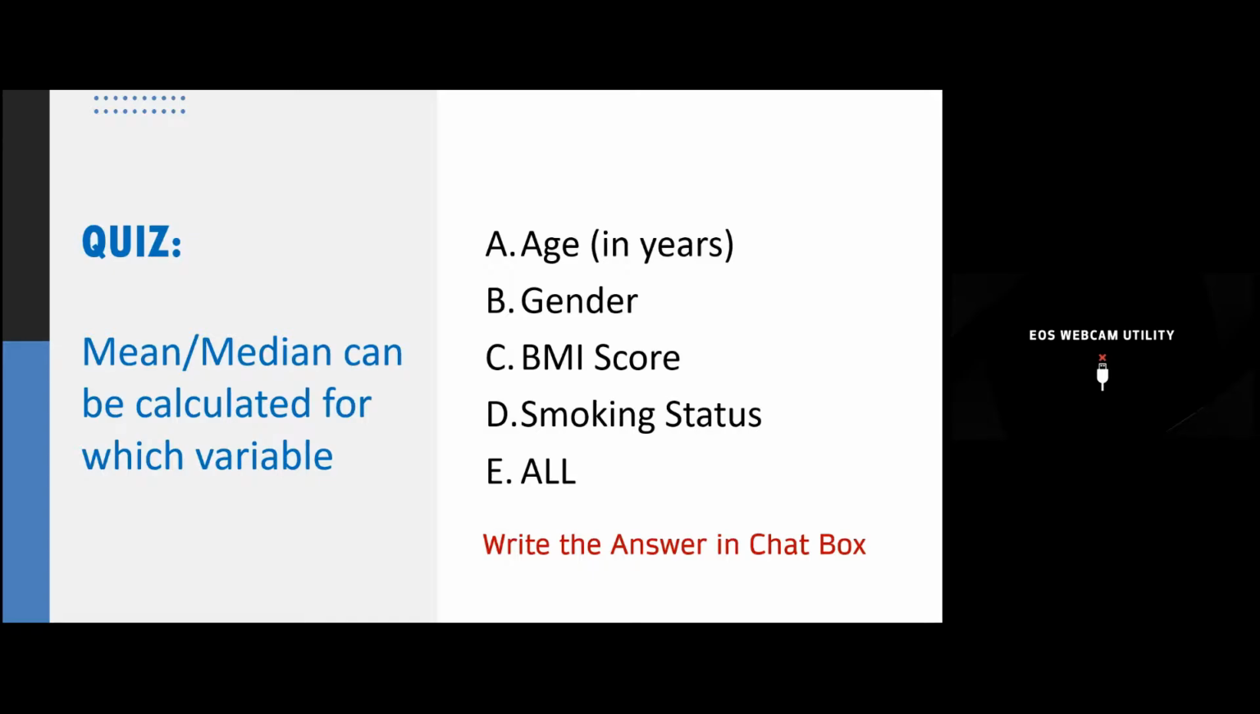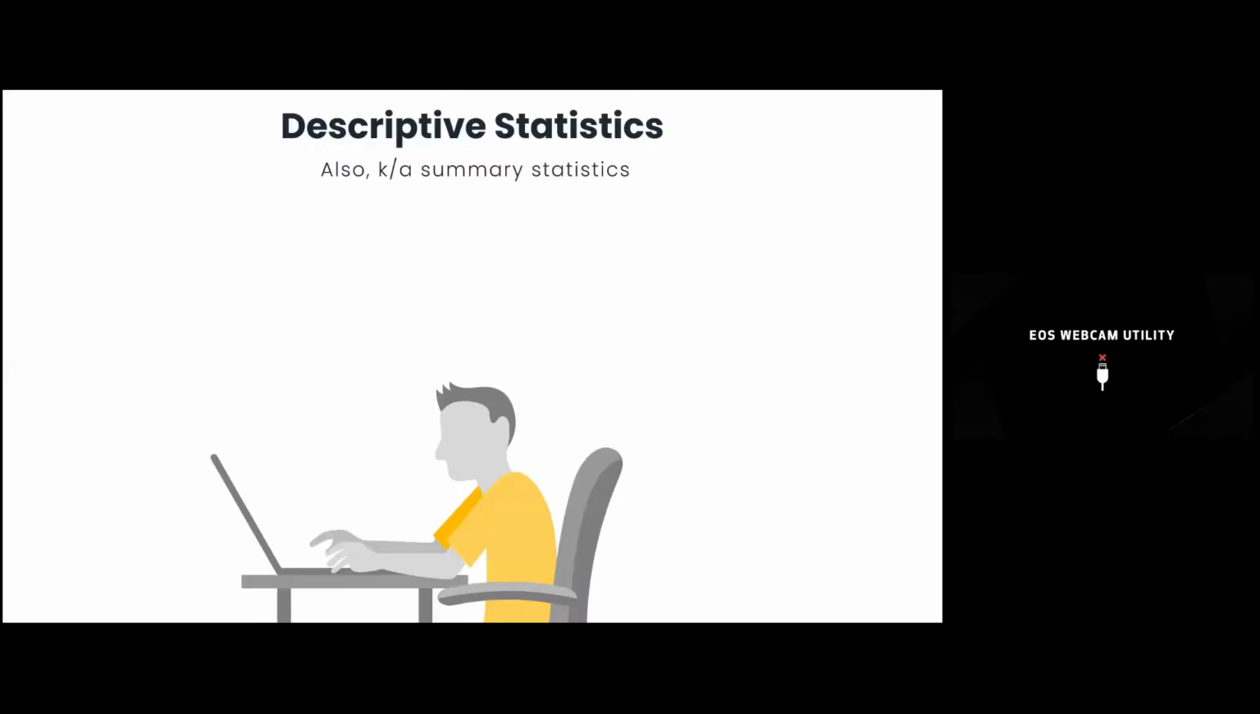Although it has got 1 and 2 in the background, if you press mean, it will give you some value, but it has no meaning. Because it is a categorical variable, although with the numbers 1, 2 and 3 it might give you some mean, it has no meaning. So we can calculate mean and median for age and for BMI score, because these are the only two variables on scale measurement, right?